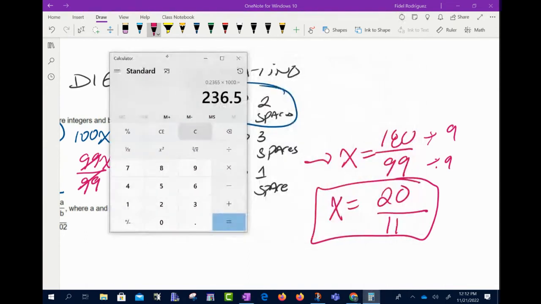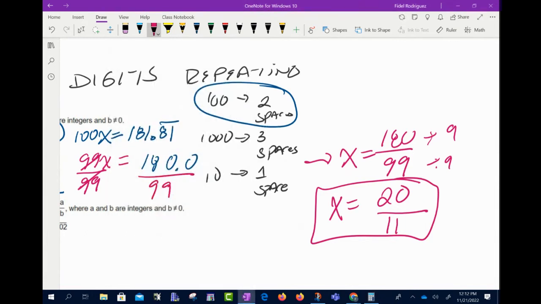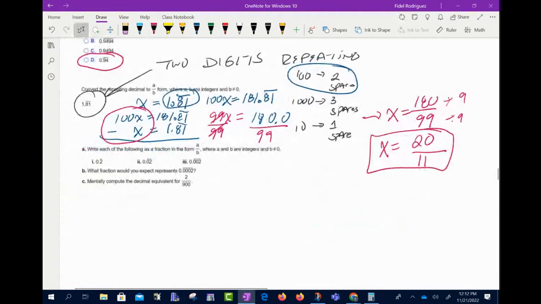And look, I can actually check that out, okay? Look, y'all, we can check our answer by taking 20 and dividing it by 11, and look at the number we get, 1.81818181, okay?